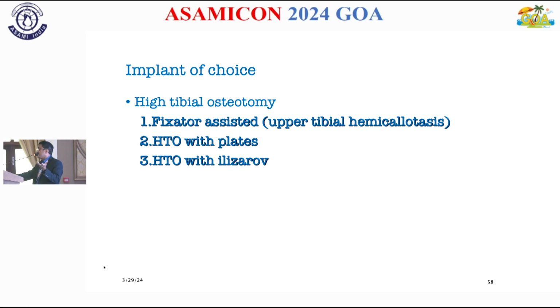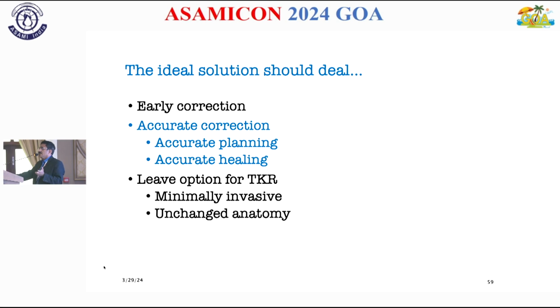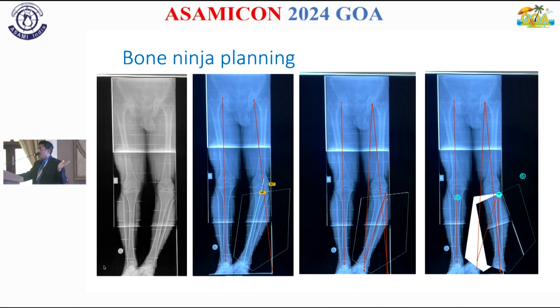So the implant of choice can be either fixator, HTO plates, or HTO with Ilizarov, or you can decide whichever you want. But the ideal solution should deal with early, accurate correction and leave the option for the TKR. That should be your aim. And digital planning you have already learned.